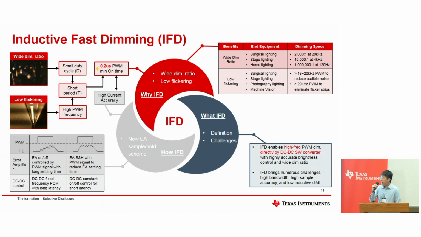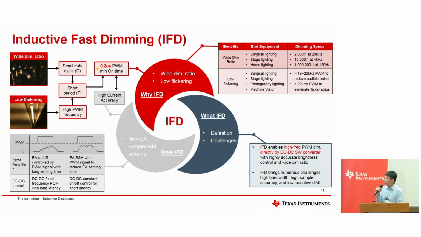Okay, this page is called the inductive fast dimming. It's an original TI patent that we just released this year by our R&D engineers and the system engineers. The definition of this is to improve the LED driver: inductive fast dimming enables high-frequency PWM dimming directly by the DC-DC switching converter, not by an external parallel or serial FET like you just saw on the previous slides.